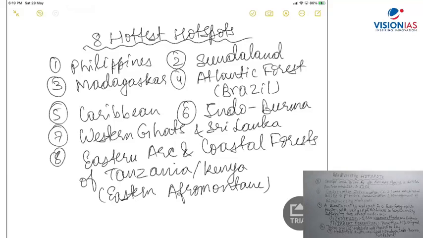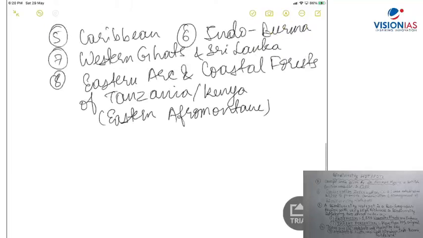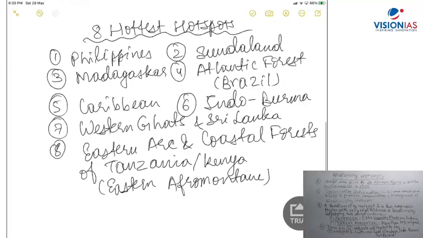Now, a body has been formed called the Critical Ecosystem Partnership Fund. Are you all writing this? Are you copying whatever I'm writing? Have you copied all 8 hotspots? I can only tell you to copy once or twice, but I cannot keep asking. It's your responsibility, whether you write from the whiteboard or the iPad. If you respond, then I can move fast with the class, otherwise the pace will slow down. Thank you everyone for your response.